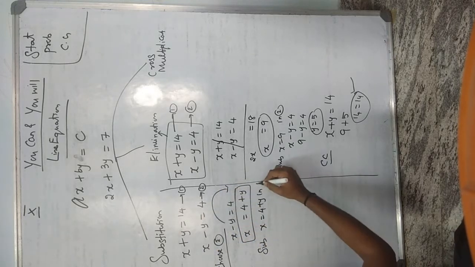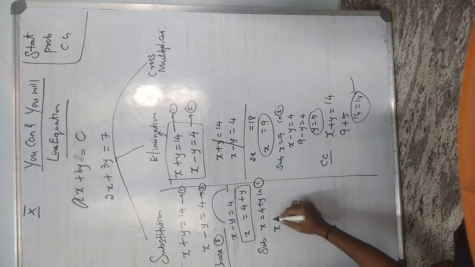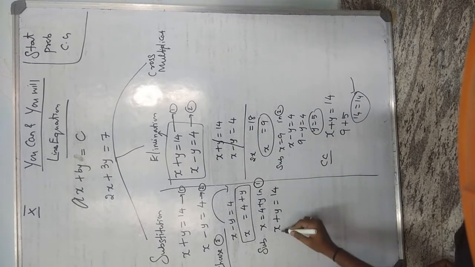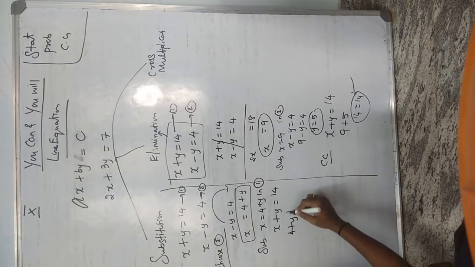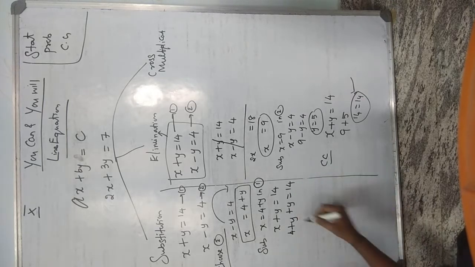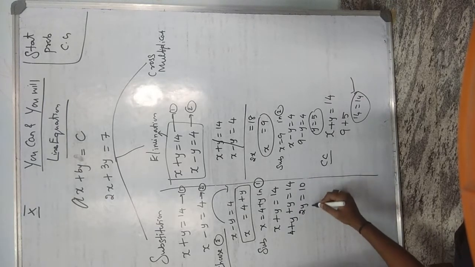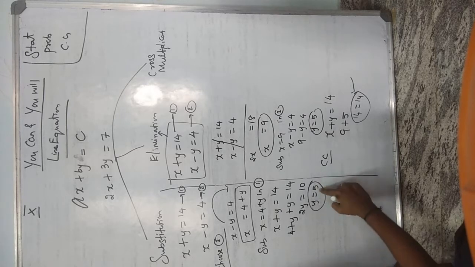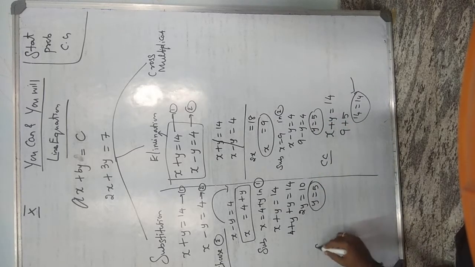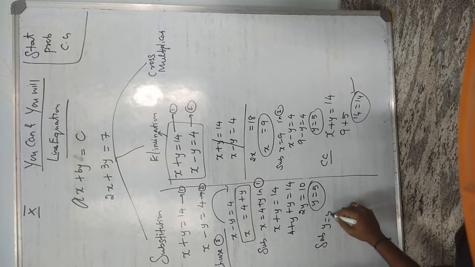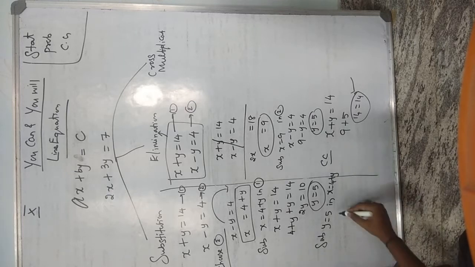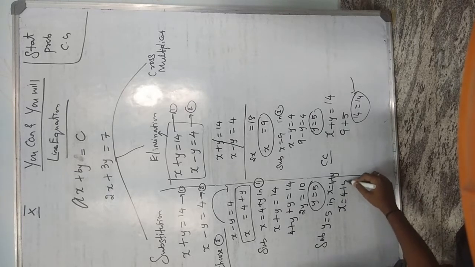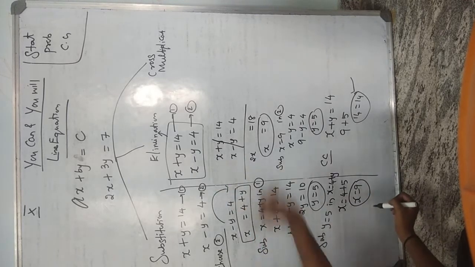Go for the first equation. Substitute in the first equation. So x plus y equal to 14. In place of x, Tom Cruise, Mission Impossible should go. So 4 plus y equal to 14. So therefore 2y equal to 10, y equal to 5. Same answer I got. Next, substitute y equal to 5 in x equal to 4 plus y, because I have to find the x value. So x equal to 4 plus 5. So x equal to 9. I got the same answer in both the methods.